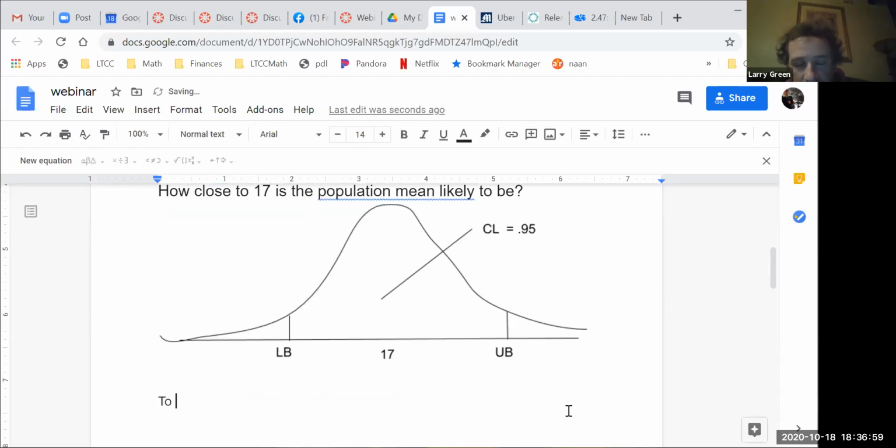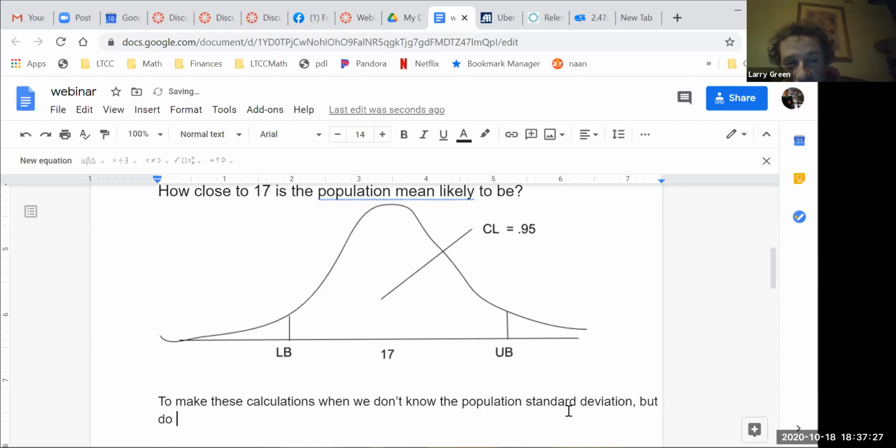So to make these calculations, when we don't know the population standard deviation, which you never do, but do know the sample standard deviation and sample size. And you always know those if you're taking a sample because you have your data. We use what's called the student's t-distribution.